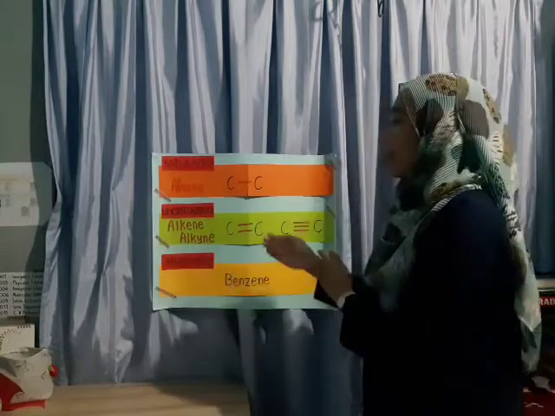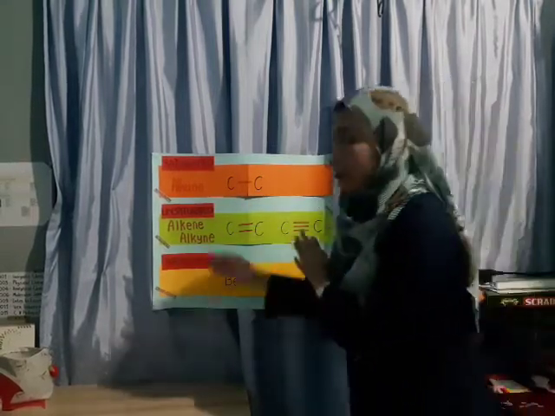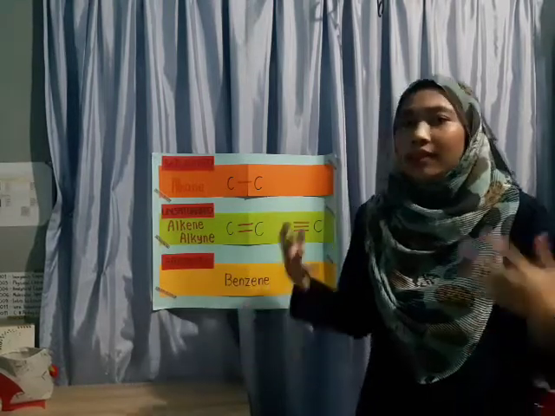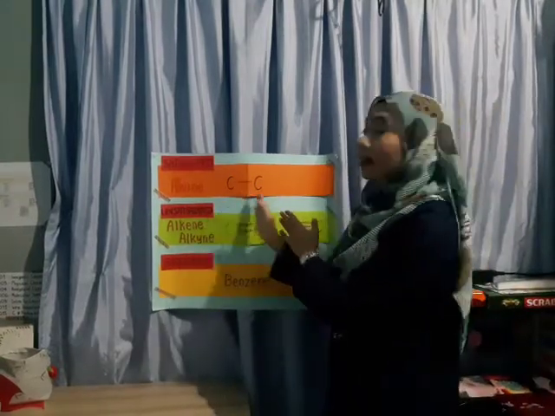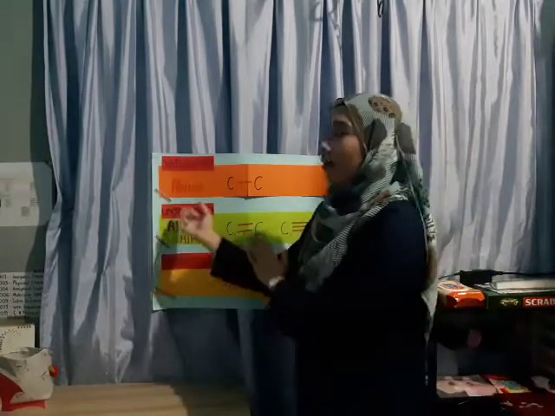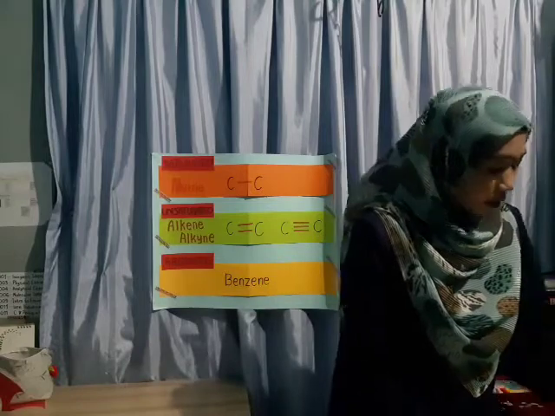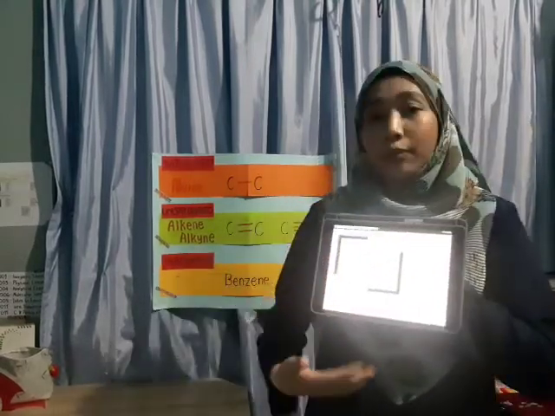The first type is saturated hydrocarbons. The second type is unsaturated hydrocarbons. And the last is aromatic hydrocarbons. So why do we call it saturated? It is saturated because it has only single bonds between carbon-carbon atoms, and the example is alkane. So what is the structure of an alkane? I can show you the structure of an alkane in this example of propane.